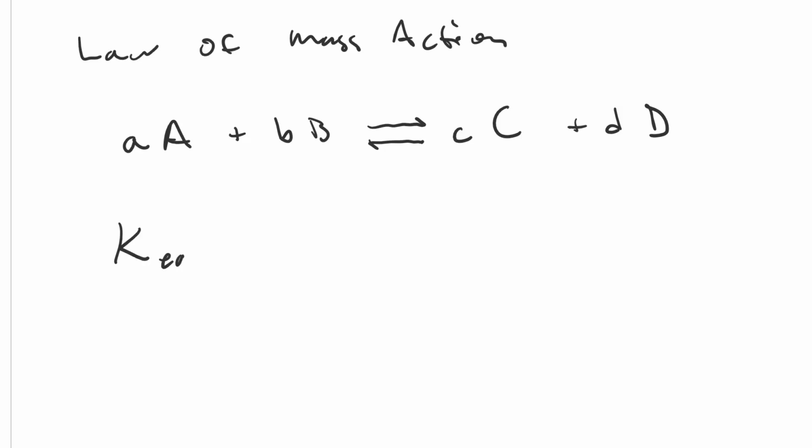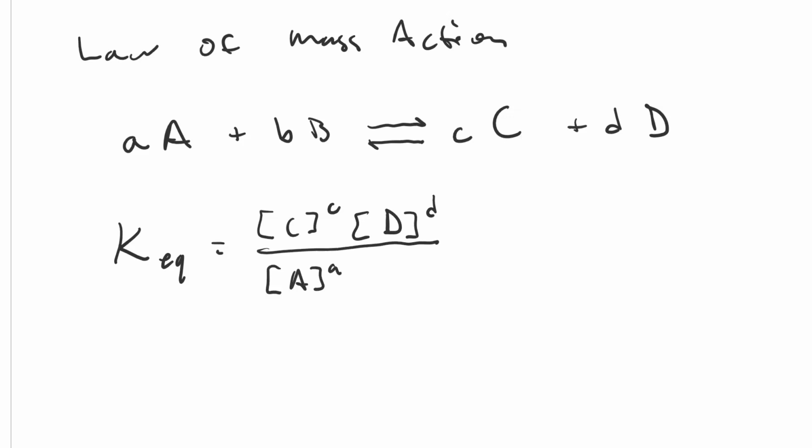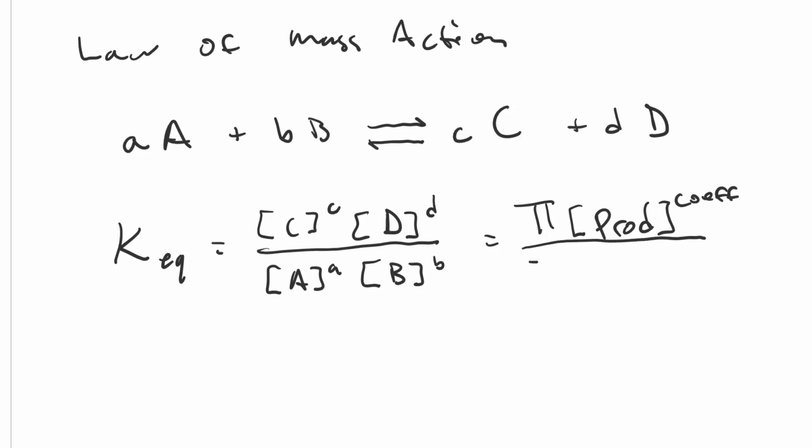then the equilibrium constant, KEQ, equals the concentration of C to the Cth power times the concentration of D to the Dth power over the concentration of A to the Ath power times the concentration of B to the Bth power. Right? That's multiplying together the concentrations of products raised to their coefficients over the same multiplication, concentrations of reactants raised to their coefficients.